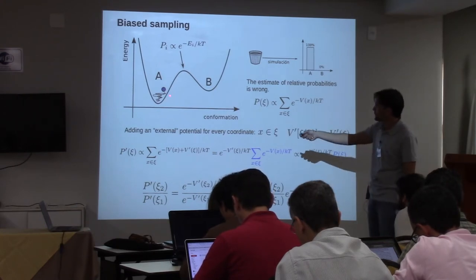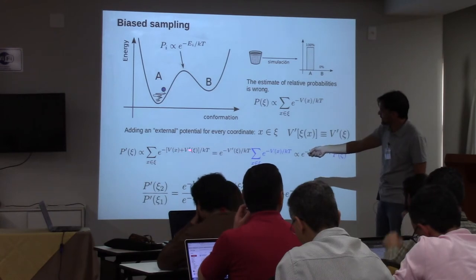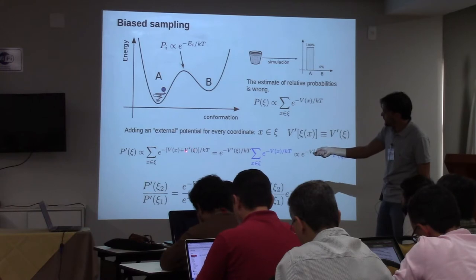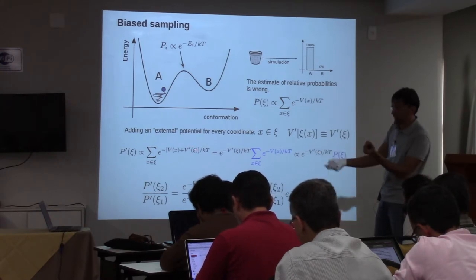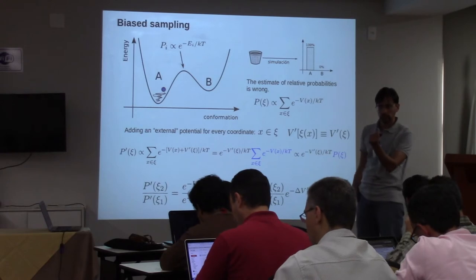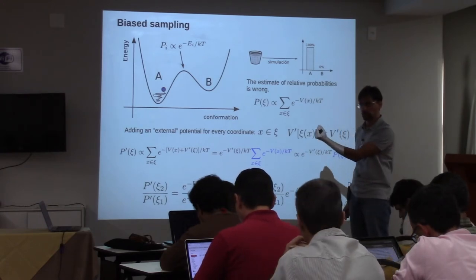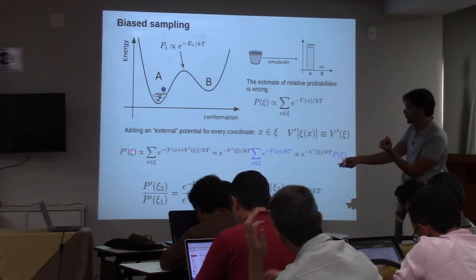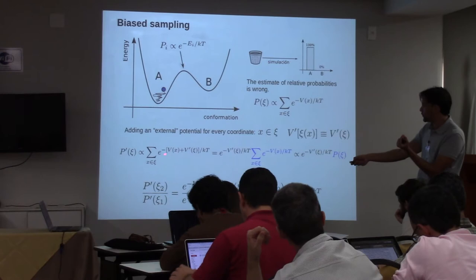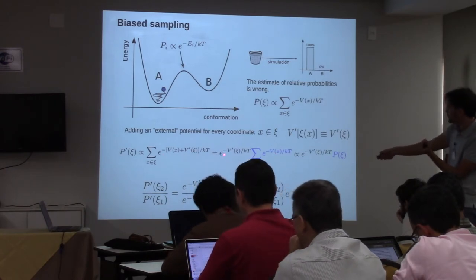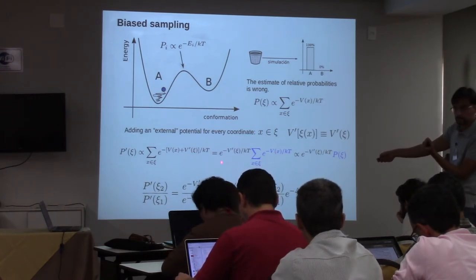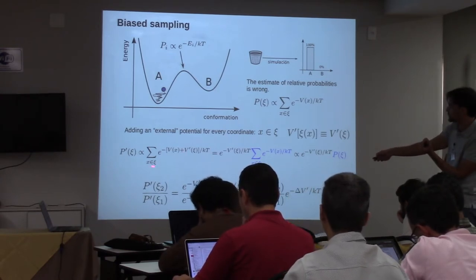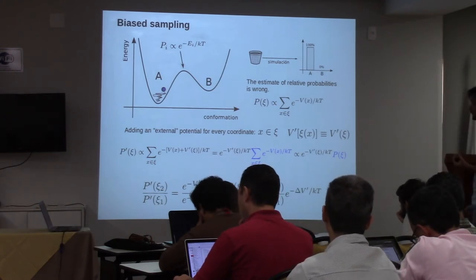You see, we are saying that we have introduced into my simulation an external potential which has a specific value for each of the points along my reaction coordinate. So given a specific point in the reaction coordinate, the perturbation is the same. So the exponential of the perturbation can be put out of this sum, because this term is constant for every configuration compatible with the reaction coordinate I'm working with.